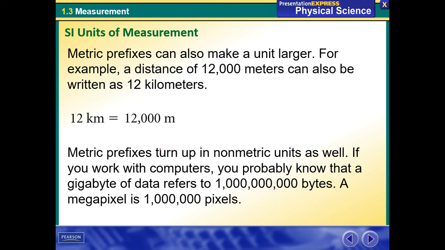Metric prefixes turn up in non-metric units as well, especially if you've worked with computers or gaming systems. You probably know the term gigabyte for data. If you have 1 billion bytes, or you could say a megapixel is 1 million pixels.